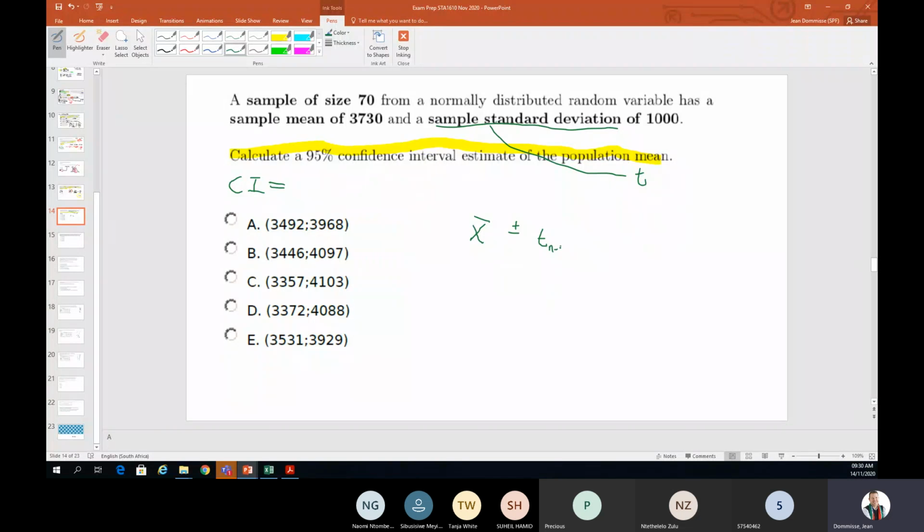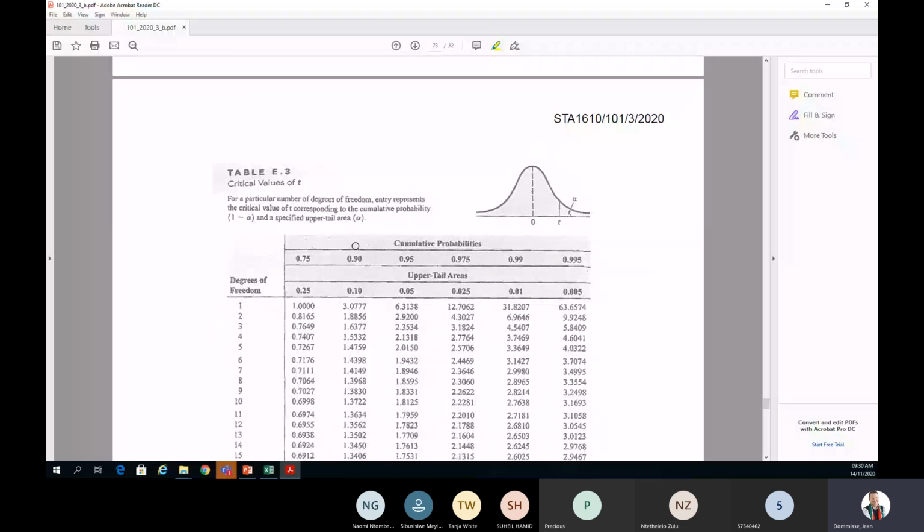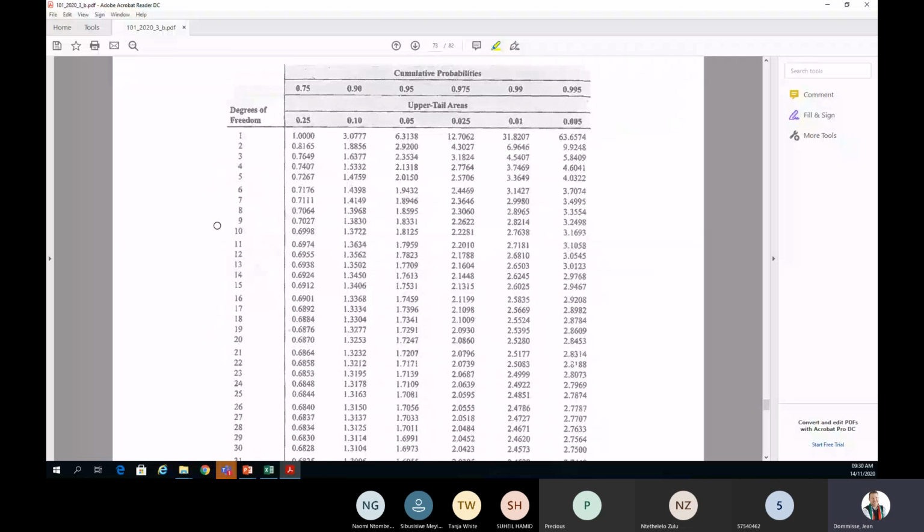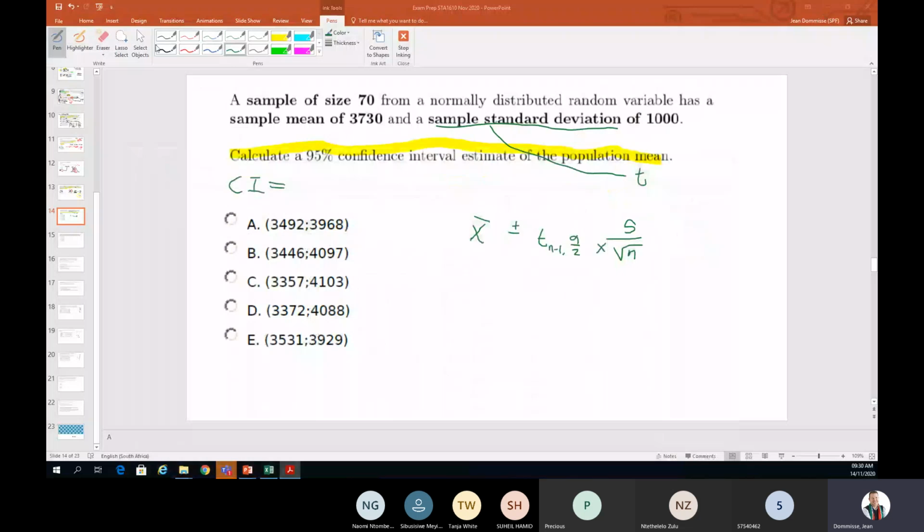so we need to go and work out the degrees of freedom. We need to look at the alpha divided by 2 times standard deviation divided by the square root of n. So let me quickly open up my table as well, so that I can get to the t. Okay, so let's just close it again. So I need to look for the t. So the degrees of freedom is 70 minus 1, so that was my sample size. So 70 minus 1 is 69.